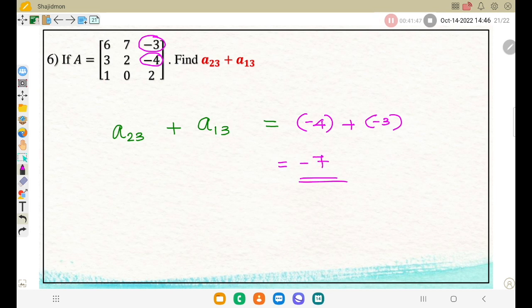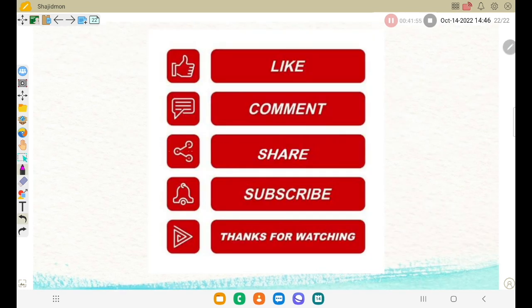I hope you understood all the questions from this section. This is just the start of matrices. We studied the basic ideas regarding matrices: an introduction to matrices, how to find the order, how to find the total number of elements, what the possible orders of a matrix are, and how to construct a matrix.